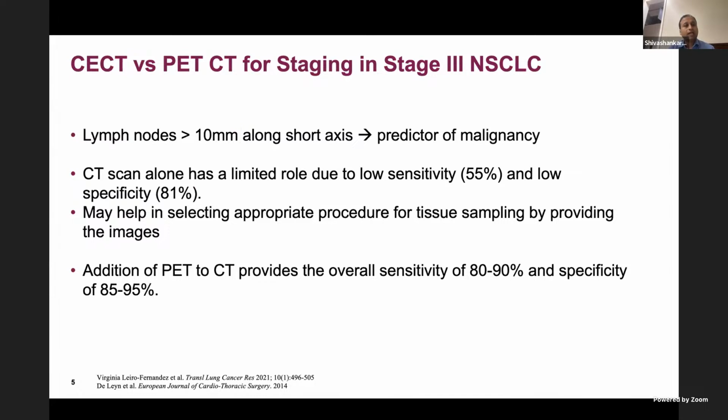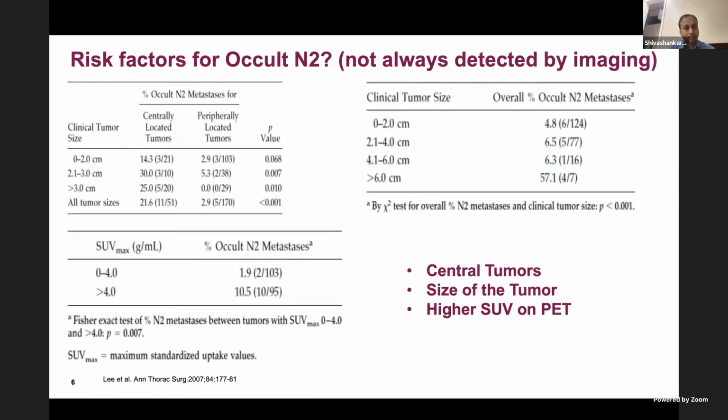So CECT is sufficient, but how does PET-CT help, particularly in stage 3 lung cancers? If you do PET-CT apart from CT, it increases the overall sensitivity of mediastinal staging to as high as 80 to 90% and specificity to 85 to 90%. So what are the risk factors for occult N2? Because once it is N2, usually the treatment option is not upfront surgery except in very carefully selected patients. Even in them, you will go for neoadjuvant therapy followed by surgery.